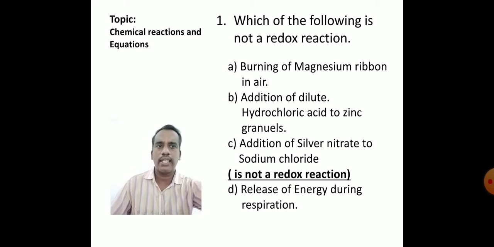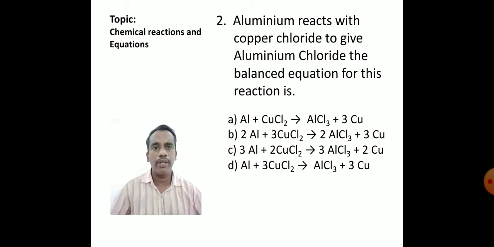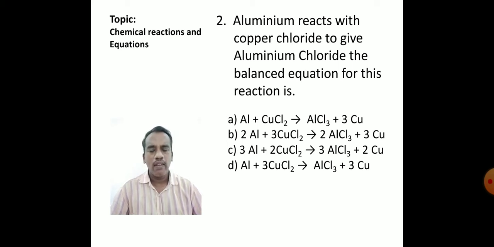Let us check the second question now. Aluminium reacts with copper chloride to give aluminium chloride. The balanced equation for this reaction is? Whenever any balanced equation is given, you need not worry about anything. The first and foremost thing is you must know the valencies of the ions. Do you know the 9th standard crisscross method? Yes, in that we learned about the valencies of the ions.